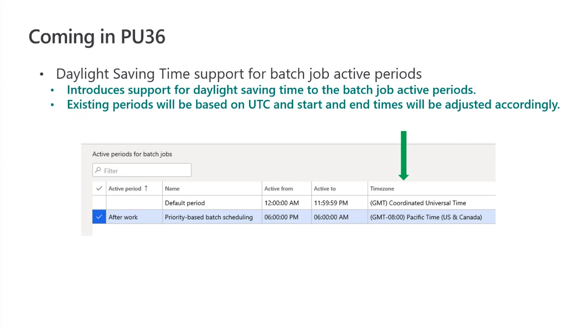So what's going to come in PU36 is daylight saving time support for batch job active periods. As you see on the screen and the green symbol, the batch job active periods form will have one additional field next to each active period, that is time zone. This time zone is what the active period would follow from now on. Every active period would initially follow the UTC time zone. The starting and end times of the existing active periods will be adjusted to the UTC time zone. Effectively, that means it will run at the same time as before, and the only change is that the user preferred time zone will become UTC if it is not already set to it.